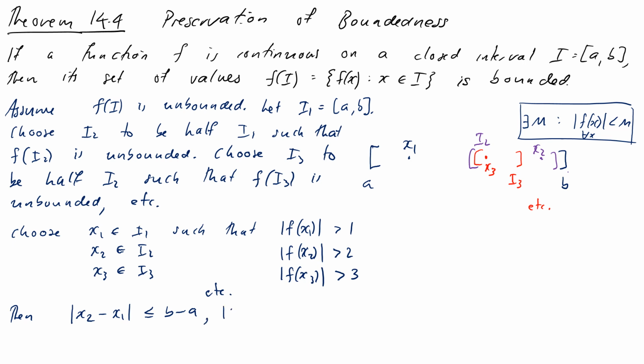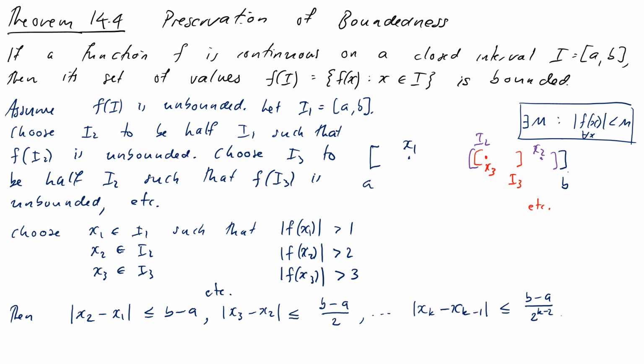Now if we look at the difference between x3 and x2, this is less than or equal to b minus a over 2. Okay, because now x3 and x2 are both confined to be within I2, and so the length of I2 is half b minus a, and so we can continue this on, and we have absolute value of xk minus xk minus 1 is less than or equal to b minus a over 2 to the power of, what will it be? It must be k minus 2.